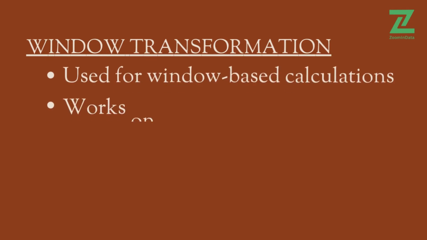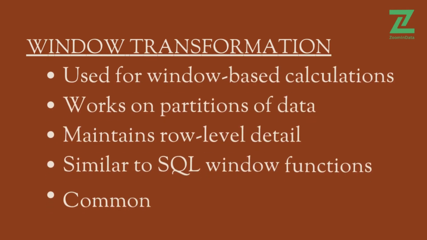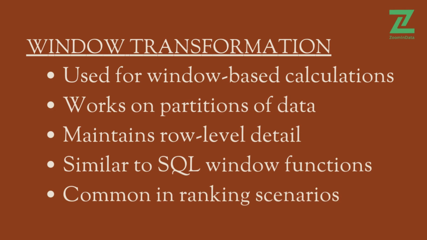The window transformation is used for window-based calculations. It works on partitions of data instead of the full dataset. Even after calculations, it maintains row-level detail. This transformation is very similar to SQL window functions. It is commonly used in ranking and analytical scenarios.